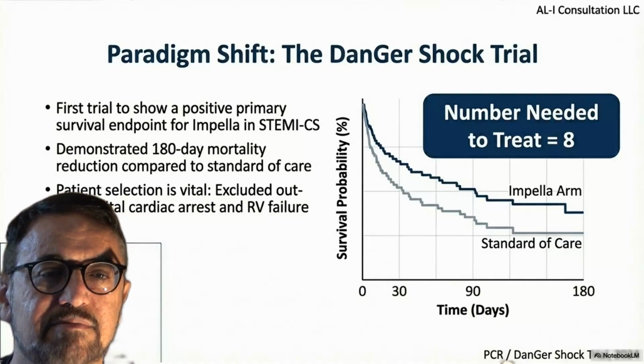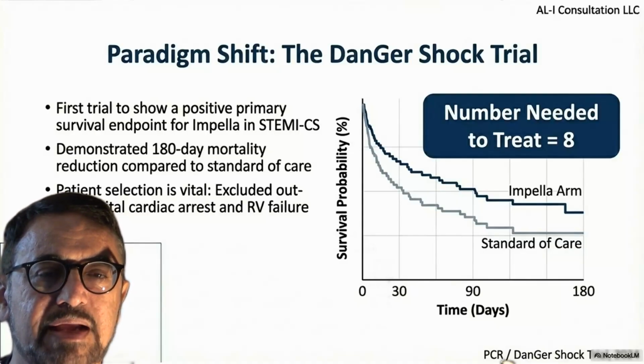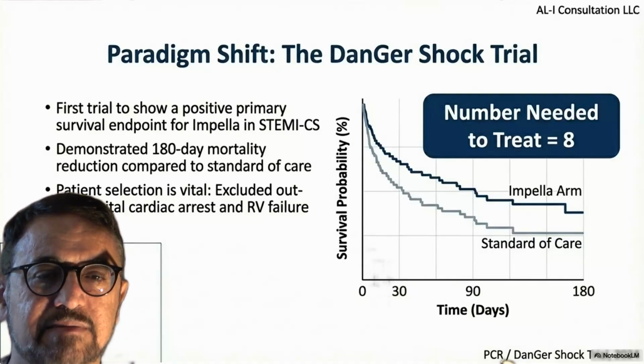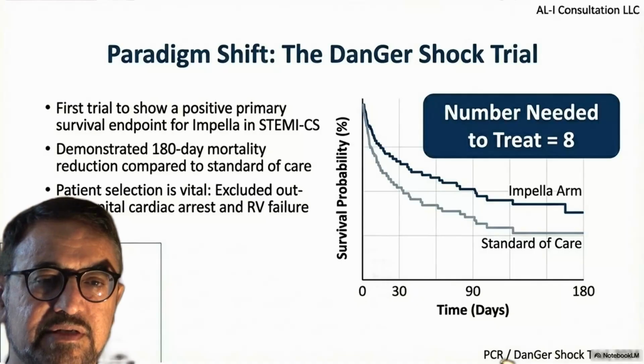But the critical teaching point is patient selection. This was not a blanket endorsement for routine device placement in every shock patient. Patients with out-of-hospital cardiac arrest and major right ventricular failure were excluded, which means the results apply to a narrower phenotype. The broader lesson is that support strategies work best when matched to the right patient subset rather than applied indiscriminately.